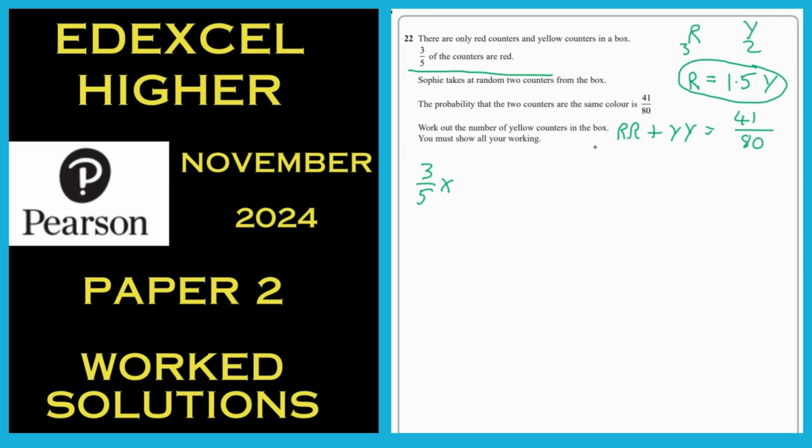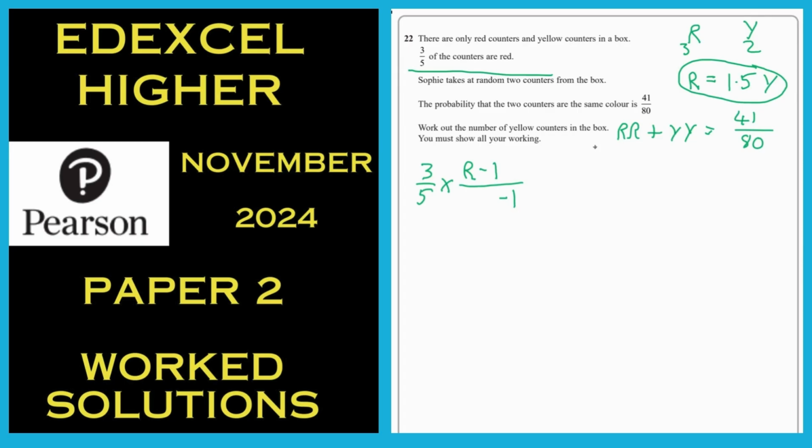But what about the second counter being red? Because there's no guarantee that it's actually 3. We can't just take away 1 from 3 to get 2. There's an unknown number of reds. We're going to have to write it like this. The number of reds goes down by 1. The number of counters also reduces by 1.